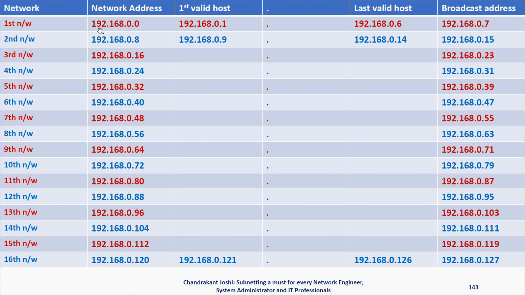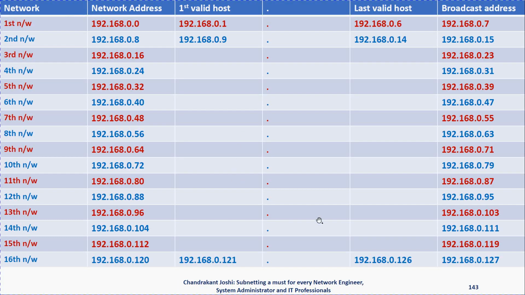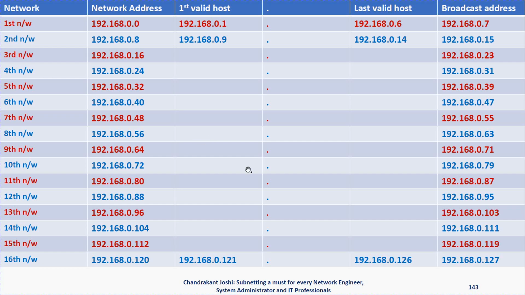So subnet 192.168.0.0 with mask 255.255.255.248, or 192.168.0.0/29, because 5 bits means 24 plus 5 is 29. So this is what we get after borrowing 5 bits. Please go through it.